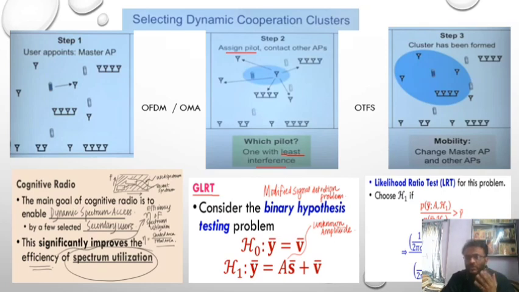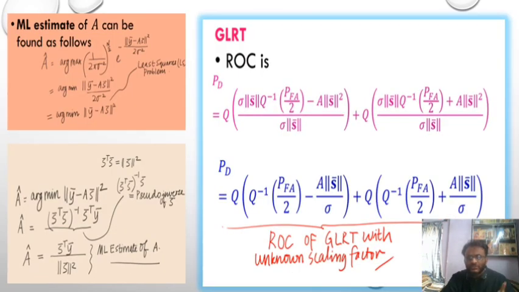And even in the condition of mobility, whenever these APs change, again this likelihood ratio test will take place, and whichever is maximized is chosen. So we can find out the probability of detection, and we can select the access point accordingly. So it is dynamic and computationally efficient, and therefore it is a solution to these problems.